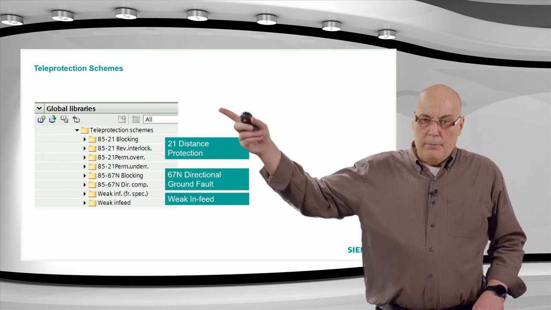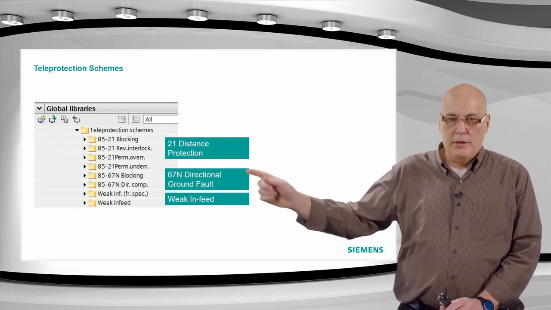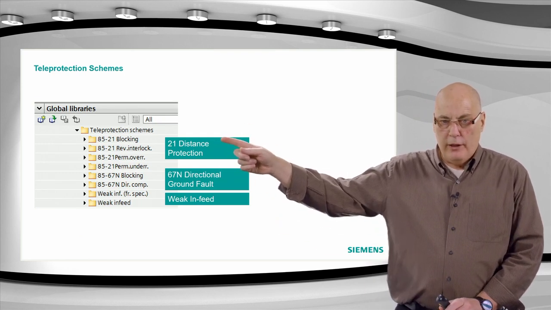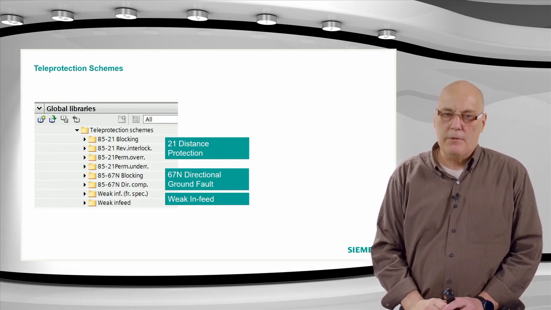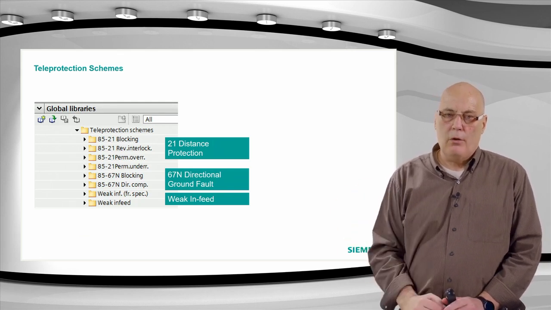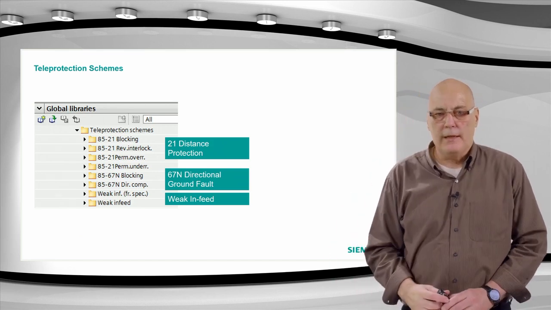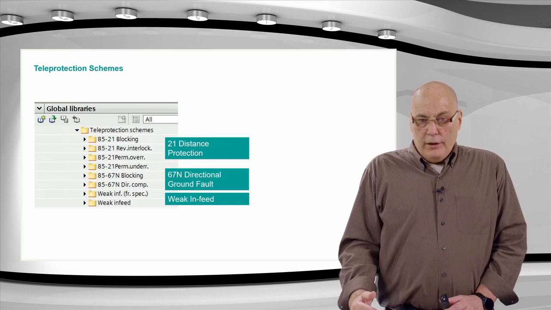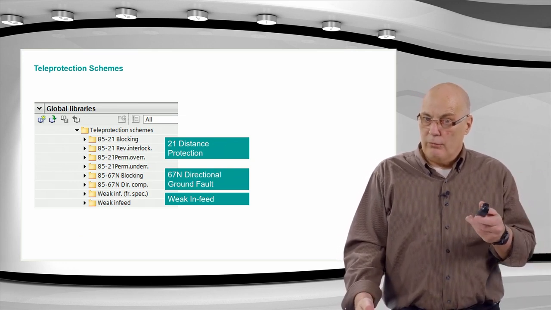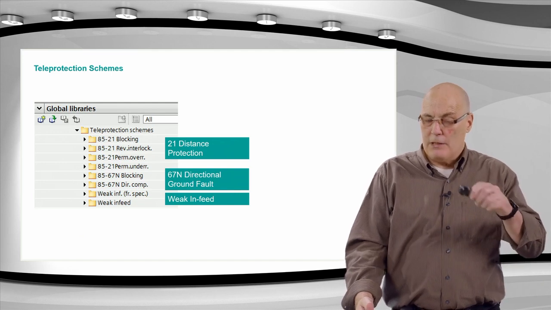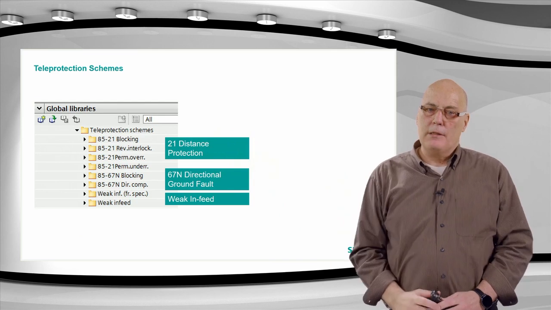Again, now in the project tree, you can see there are a number of teleprotection schemes. You can see the teleprotection schemes for distance protection under 21, 85 and so on. You get a blocking scheme, reverse interlocking scheme, permissive overreach, permissive underreach, four different schemes. The reverse interlocking scheme is added here. That's what we spoke about just now when we did the transformer protection. Remember, for the LV busbar, the 20 kV busbar, zone 1 with the reverse interlocking from the feeders. That's this scheme over here.